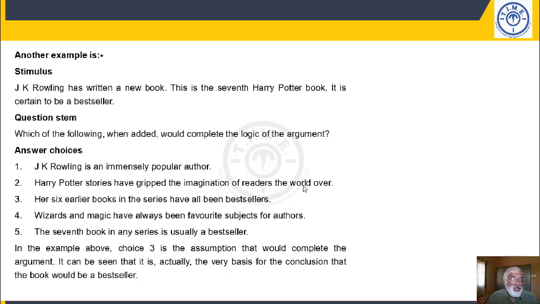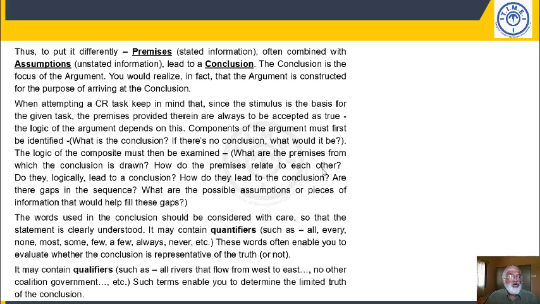So you realize that assumptions and premises, it's not that one is more important than the other. They all work together to deliver the conclusion that you want to deliver. Let's move on. To put it differently, premises would be stated information, and these are often combined with assumptions, which would be unstated information, and they together would lead to a conclusion. The conclusion is what the author wants to get to. The conclusion is what we call the focus of the argument, or the purpose that the author wishes to reach. In other words, it's the destination that the person is heading towards. You realize, in fact, that the argument is constructed for the purpose of arriving at the conclusion.